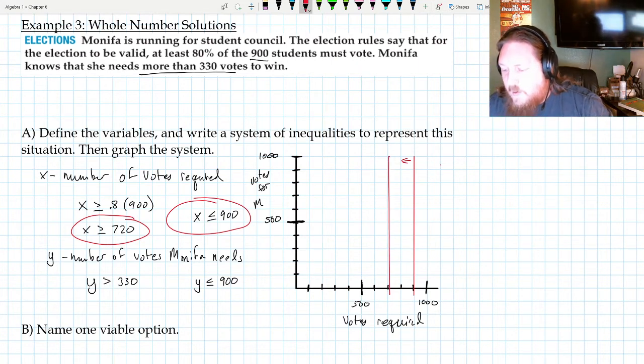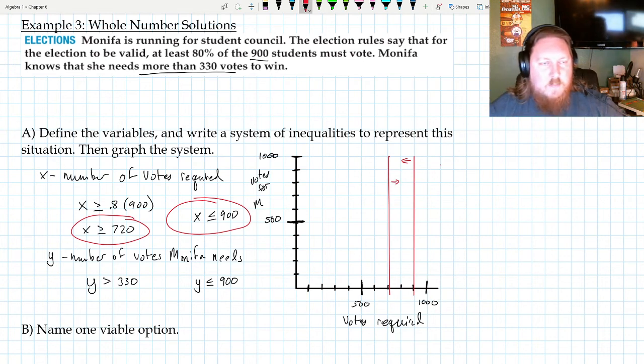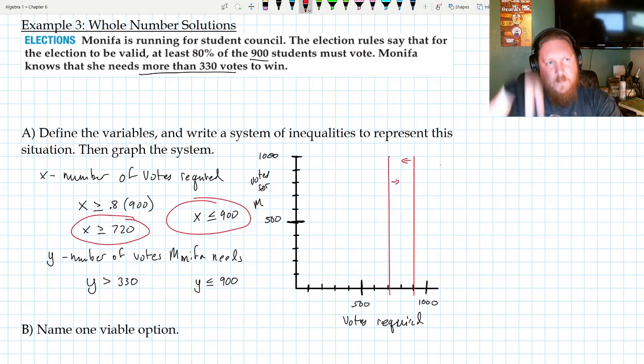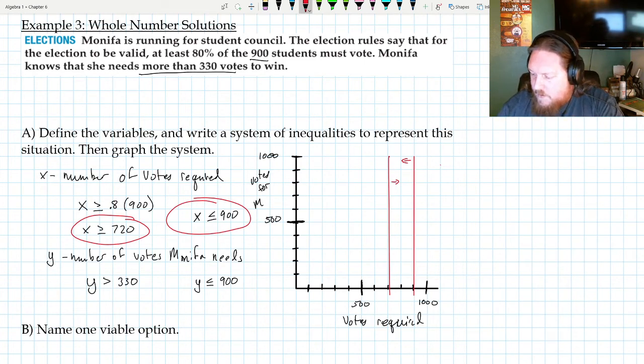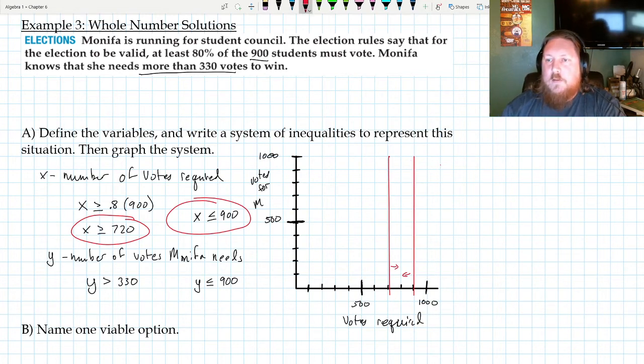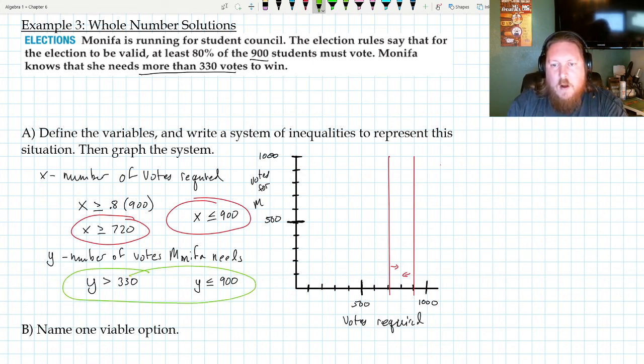And I know I need to have more than that, but I could have exactly 720 and the vote would still be valid. So you can see these two arrows are pointing towards each other. That means the bar in between is going to be shaded in, and I'll do that in a minute. So here and here. All right. Now for the y, we'll do this in green, just so we match our pattern.